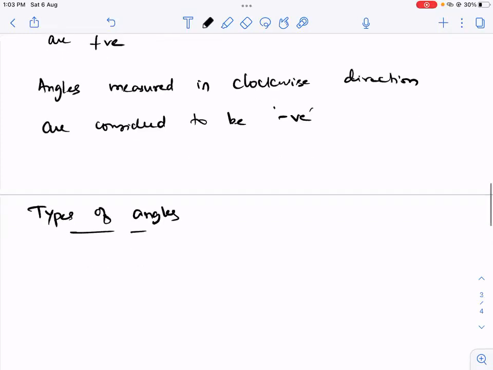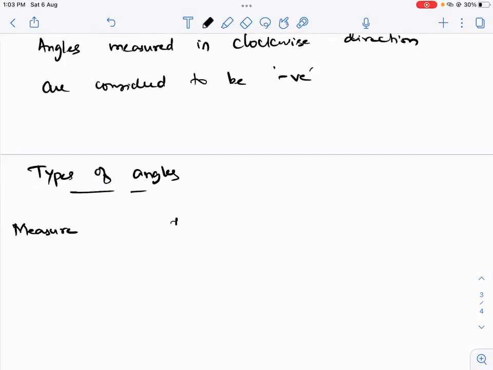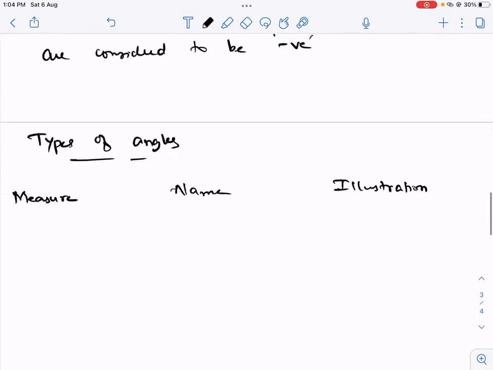So what is the first type of angle? When you take the measure, name, and illustration. Illustration means the diagrammatic representation. If the measure of a particular angle is greater than 0 degree and less than 90 degree, what do you call that angle as? You call it as an acute angle.